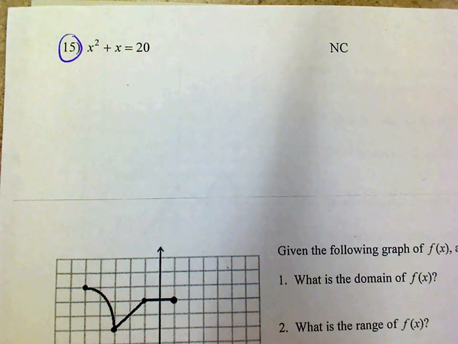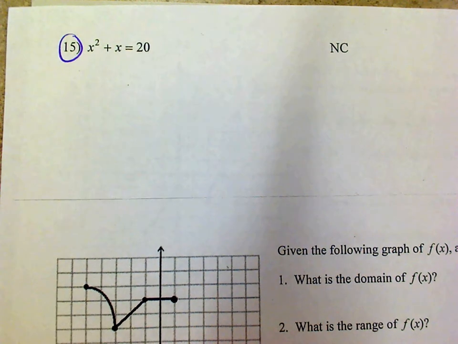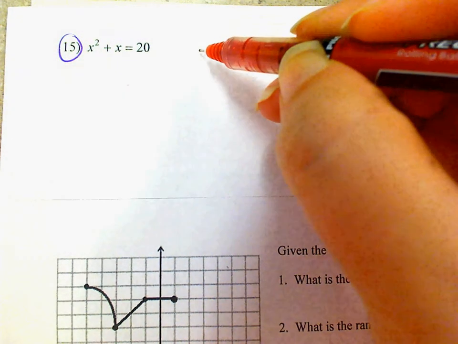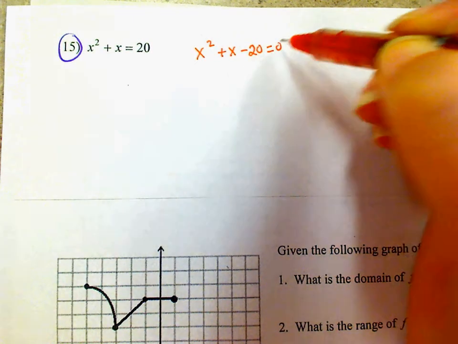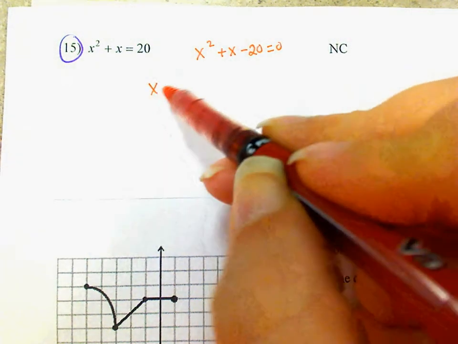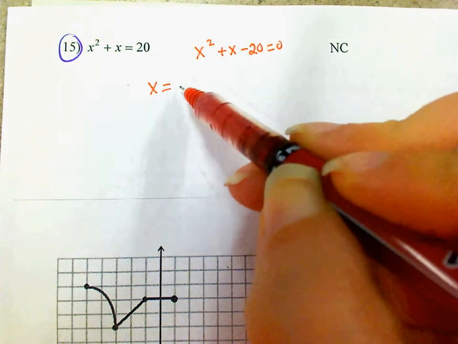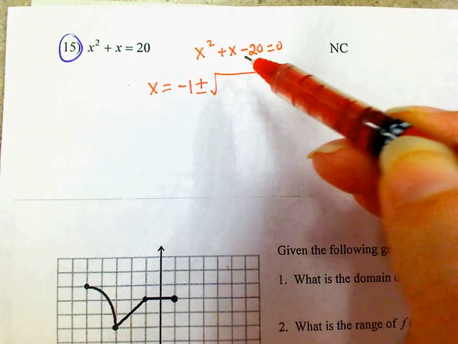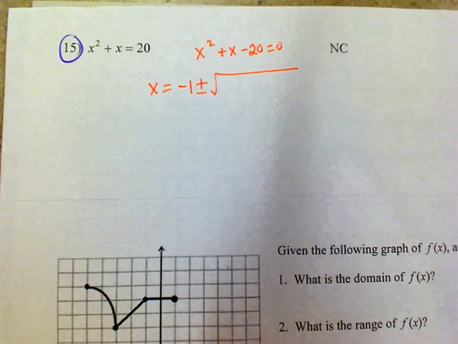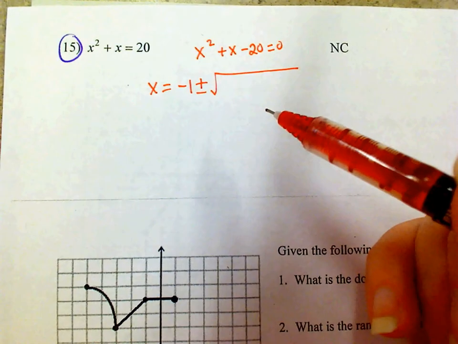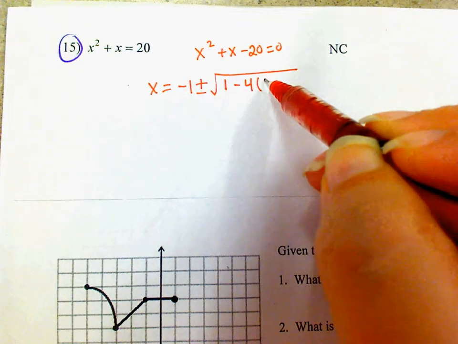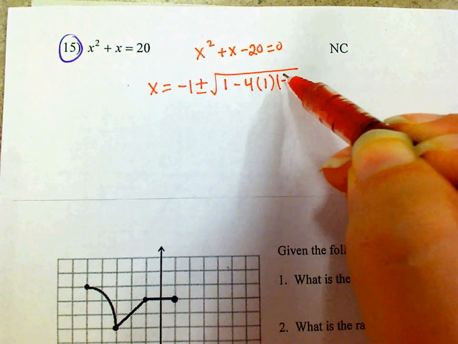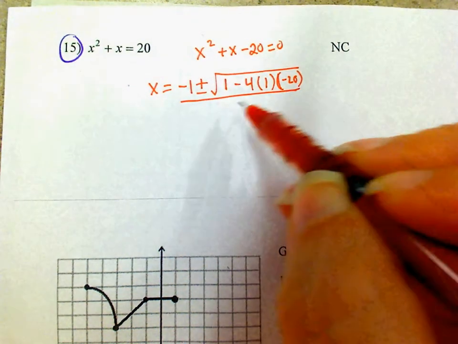Let's move on to question 15. So question 15. Again, put it in standard form. x squared plus x, and then minus 20 equals 0. Okay, so x equals opposite b. b is positive 1, so negative 1, plus and minus the square root of b squared. So b squared, 1 squared is 1, minus 4 times a times c, all over 2 times a.